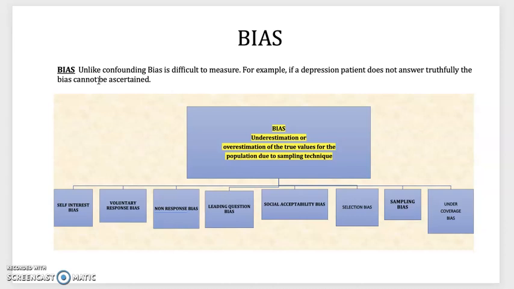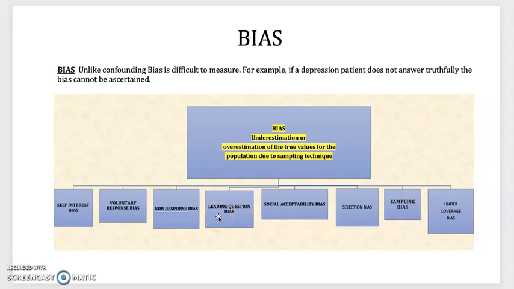Bias is an underestimate or overestimate of the true value for the population due to the sampling technique. Here the bias we focus on is when you do your data sampling, maybe some technique issue you didn't meet. That's where the bias comes from. Here you see the self-interest bias. They have voluntary response bias. They have non-response bias. They have the leading question bias.